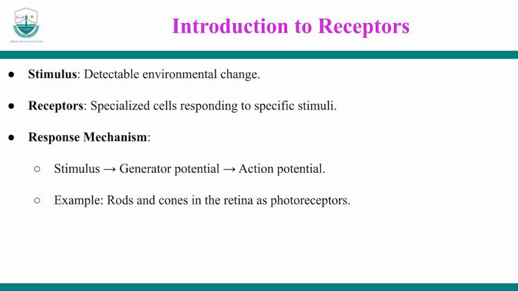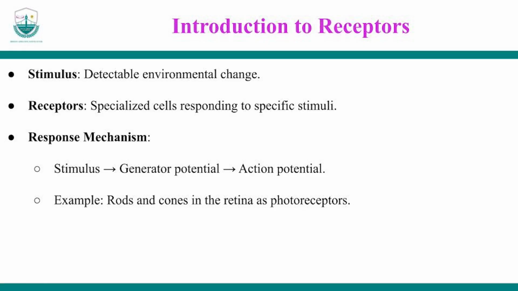Okay, so basically what happens, just like what happens in other different receptors, the process is that there should be a change in the environment that can excite the receptors. So that change in the environment that can excite the receptors is what we call the stimulus. The plural of that is stimuli.